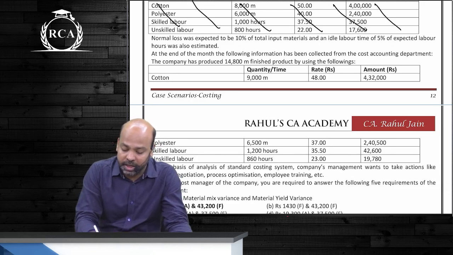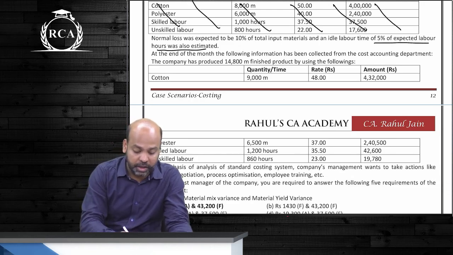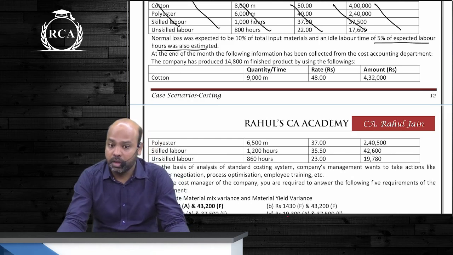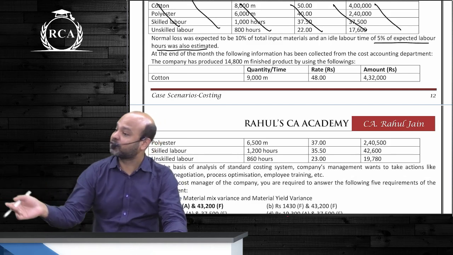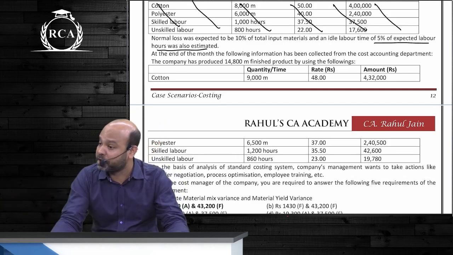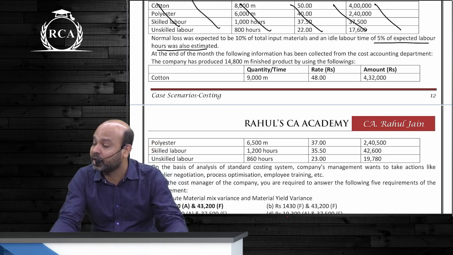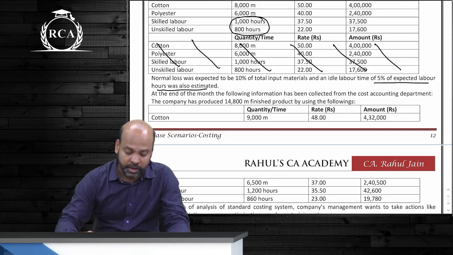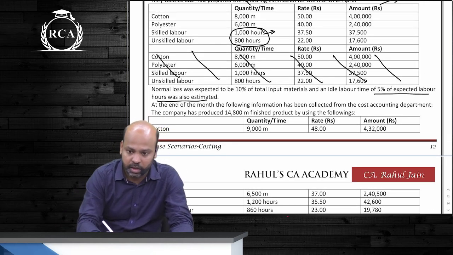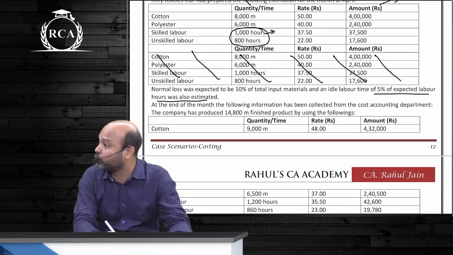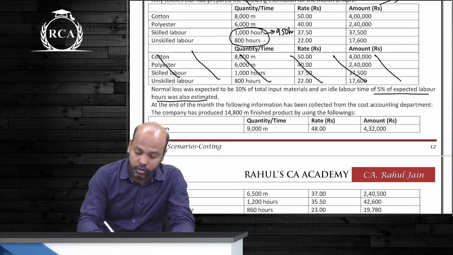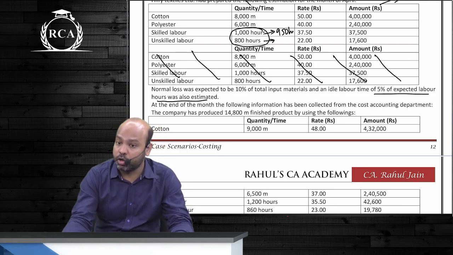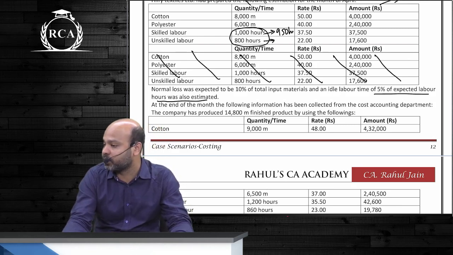There is a labor idle time of 5% of expected labor hours also estimated. मतलब यहाँ पे क्या है बेटा, labor idle time is not after the actual job occurred. They're telling us at the time of preparation of budget only that there is a normal idle time. That means though 1,000 hours is given here, out of 1,000 hours we are not going to work for 50 hours. Though 800 hours are given, out of 800 hours we are not going to work for 5%.